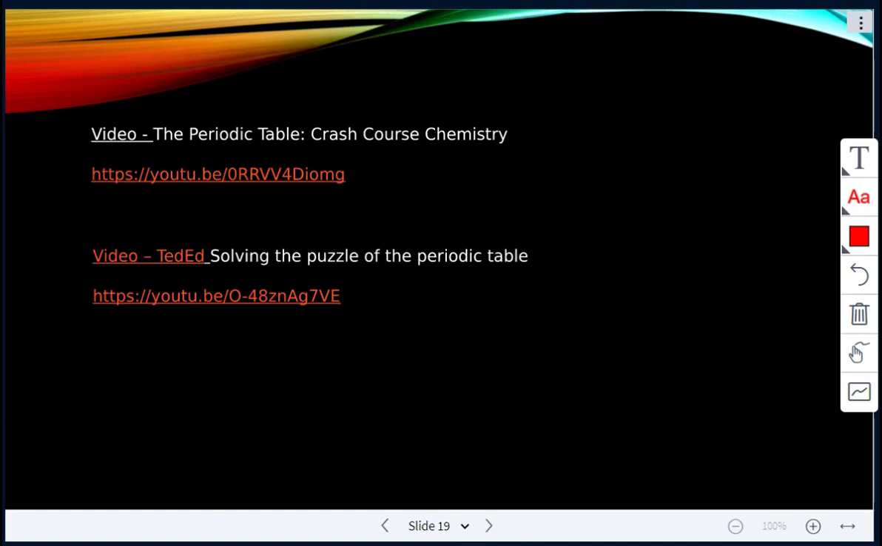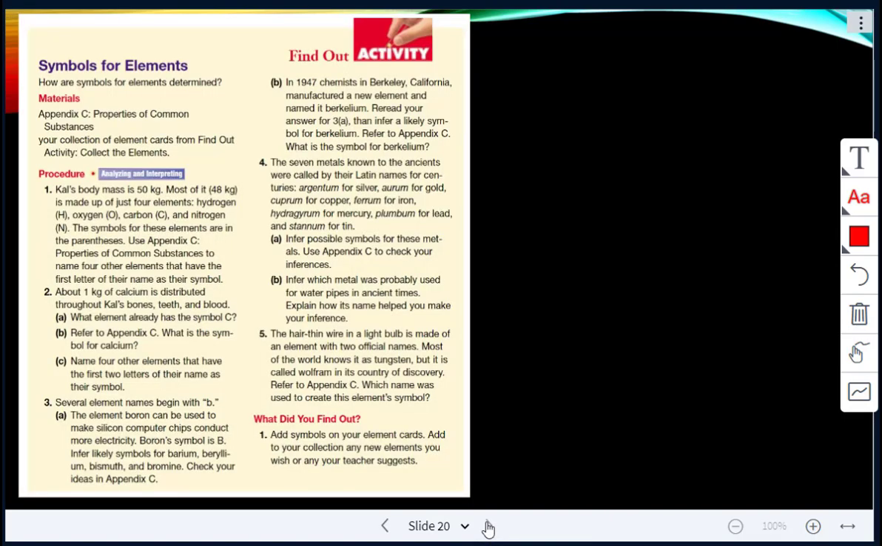We're going to pause here and watch this quick video. After the video, we will do this activity, symbols for elements. This is the activity I was talking about in the textbook, page 117.